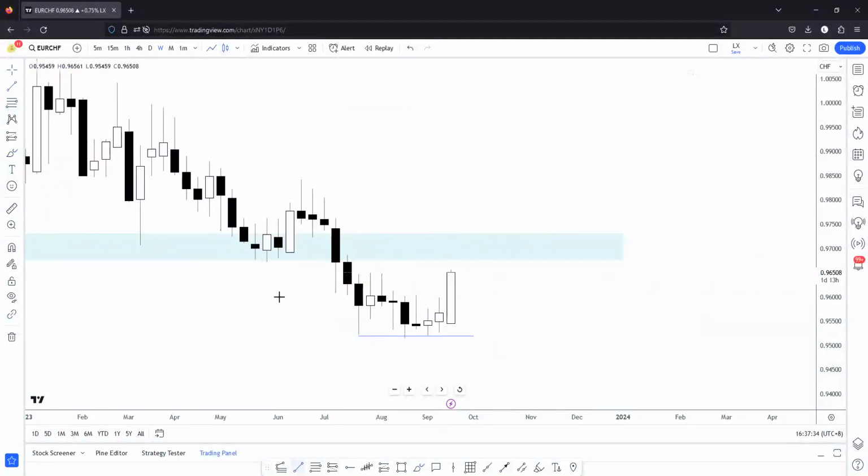So depending on how this wick closed, if price closes above this zone, you can see that this is the current area, and this was the previous high that caused the pullback. So this is where we are right now on the weekly time frame. Prices are testing a potential resistance, right?